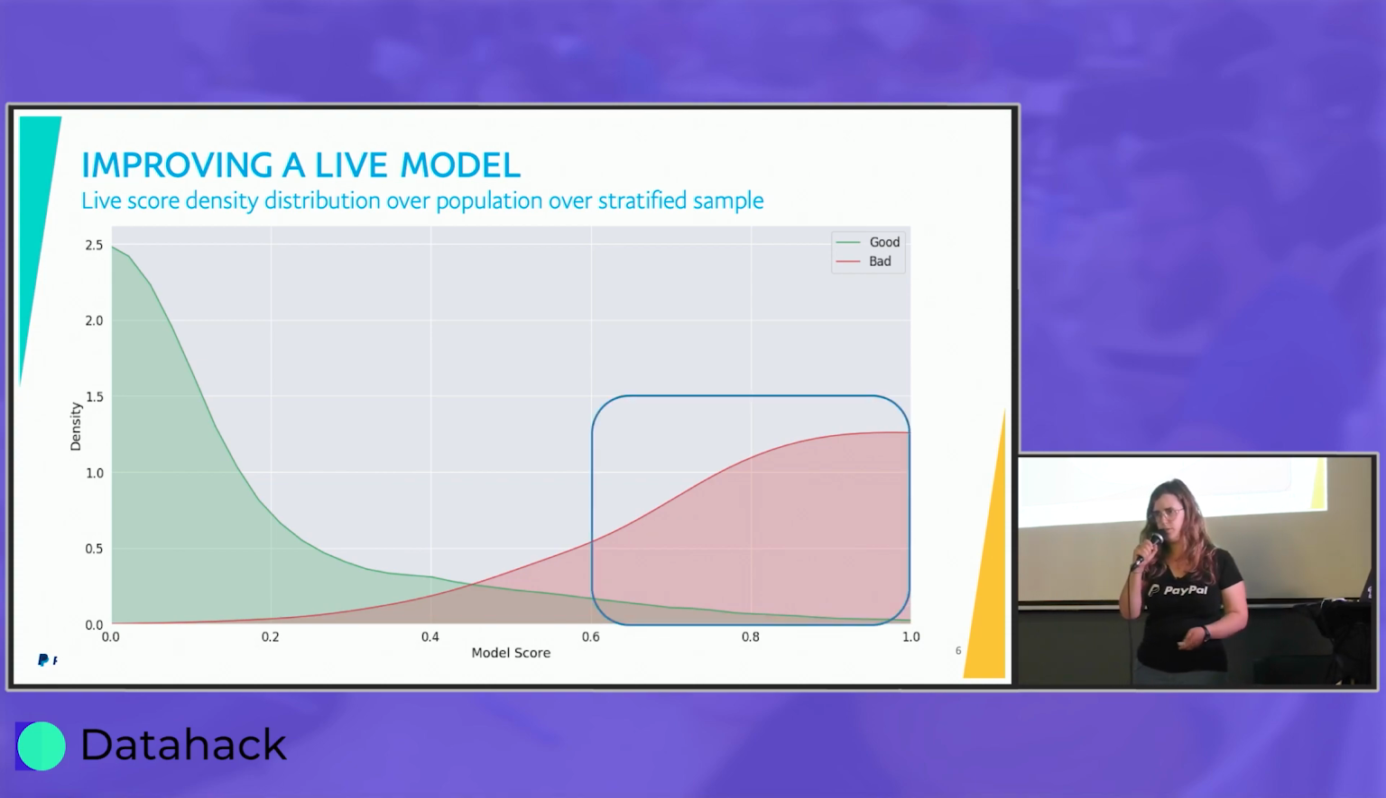We give this model to our analysts, and they look and say, okay, let's take this part of the population. We see that most of it is very bad, and let's stop these transactions. Let's prevent them from happening to begin with. So this is a good decision for PayPal.